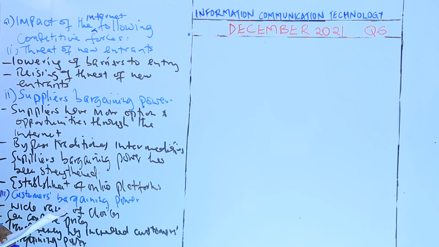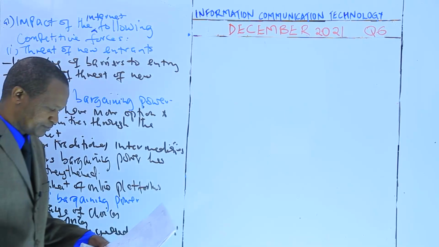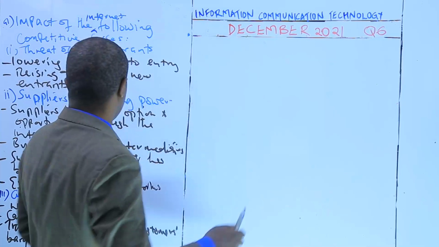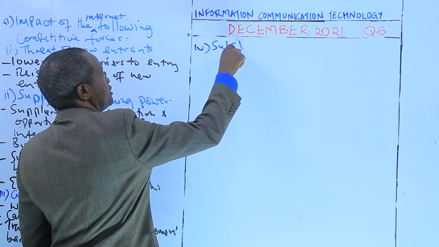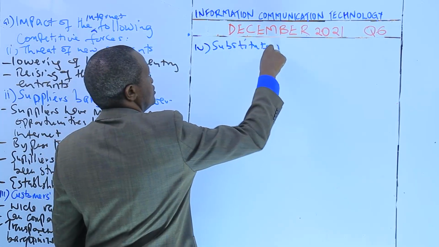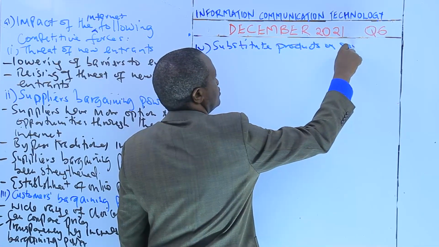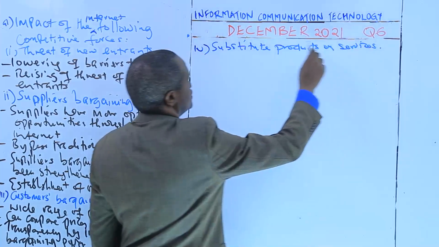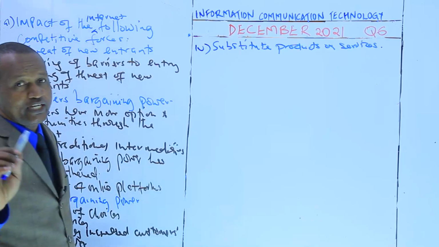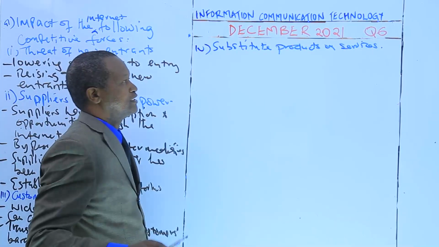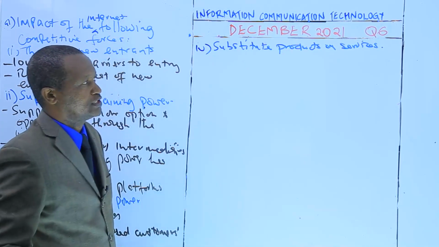Then moving on to another competitive force known as substitute products or services. Number 4, substitute products or services. Candidates, we are evaluating the impact of the internet on competitive forces. The last competitive force here is the substitute products or services.